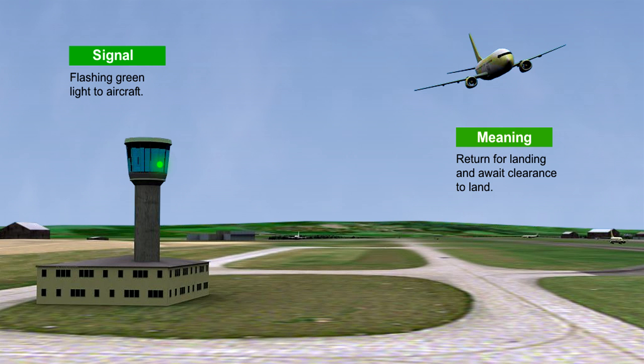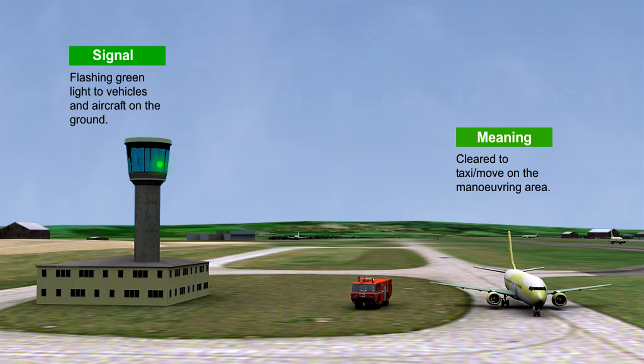A flashing green light from air traffic control to an aircraft in flight means that the pilot is to return to the aerodrome and await landing clearance. A flashing green light from air traffic control to an aircraft or vehicle on the ground means that the aircraft or vehicle is clear to taxi or move to the manoeuvre area.